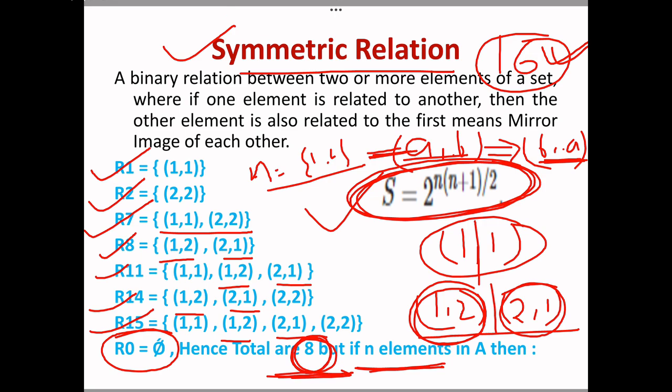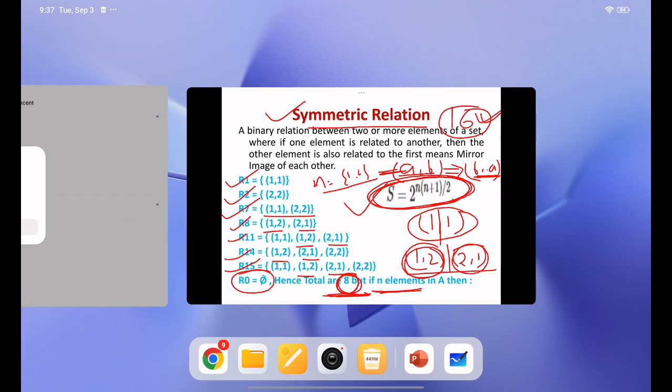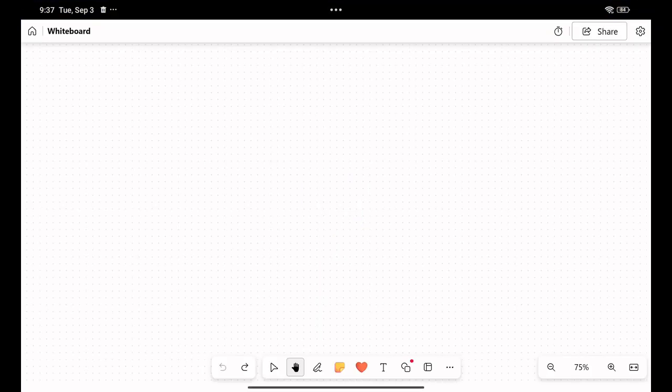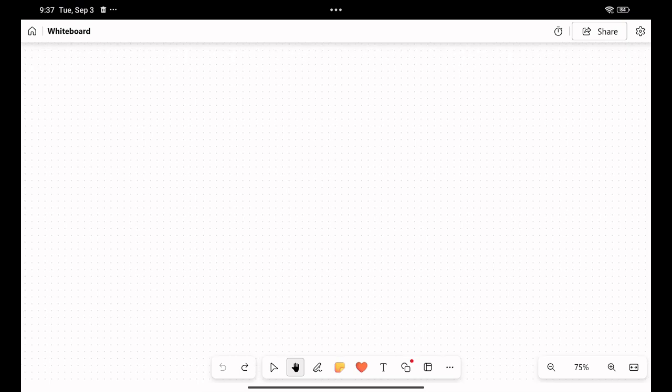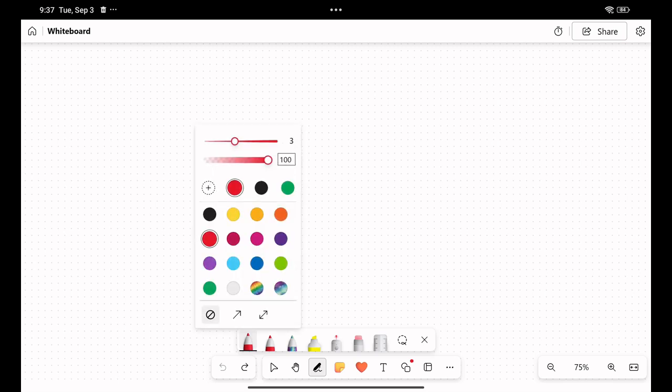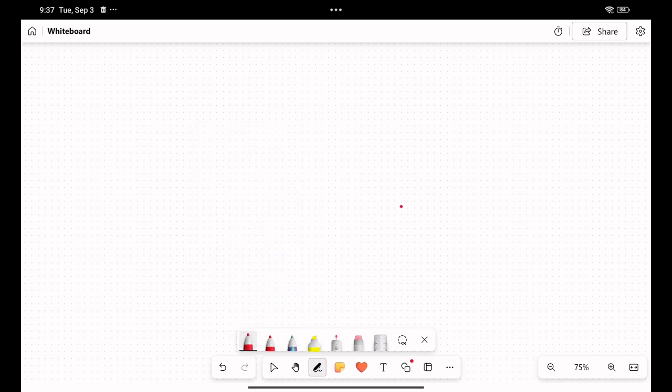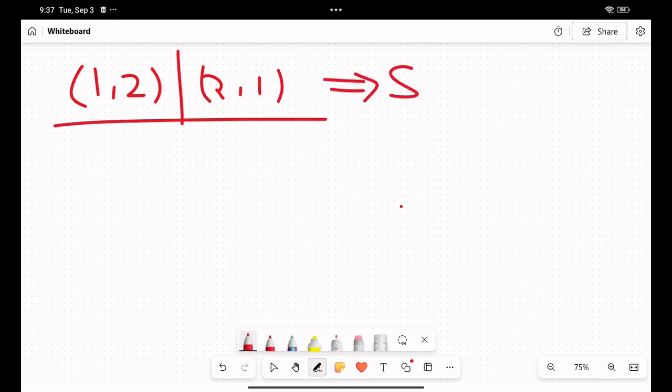I will explain you in a different form. Now see here, what is the meaning of this? Suppose you have 1, 2. You know that if there is a 1, 2 and if 2, 1 is available, this is a mirror image, then it implies that this is symmetric. This is symmetric. Okay, so what is he saying?